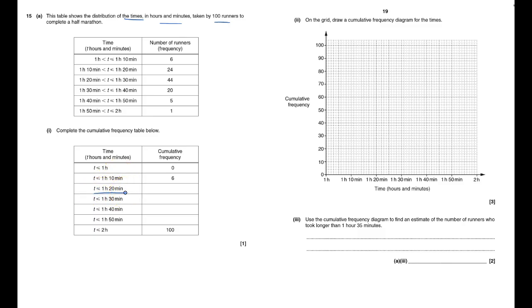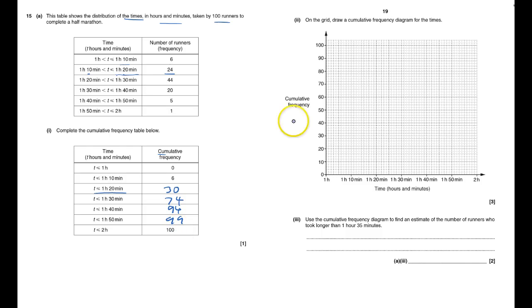Well, I've got these 24 were between 1:10 and 1:20, but these 6 were less than that, so therefore I need to add those together. That gives me 30, and that's what the cumulative frequency does. It accumulates. So next one, I've got 30 less than 1:20, and I've got another 44 less than 1:30, so that would be 74 were less than that, and it'd be 94 less than 1:40, 99 less than 1:50, and 100 were less than 2 hours.